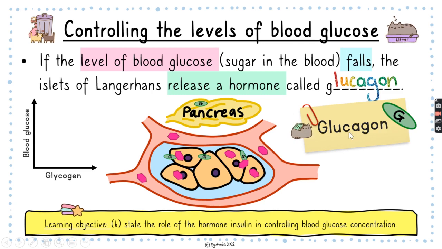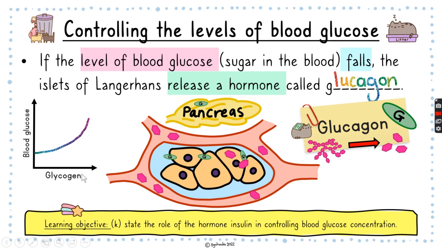So what glucagon does is that it will convert glycogen, which is the stored carbohydrate, into the smaller and simpler molecule, which is glucose. So this glucose will then diffuse into the bloodstream. Hence, you can see now that you have more glucose in the blood. So the graph would go like this. You start with a fall of glucose, and as glucagon increases, blood glucose will then increase.